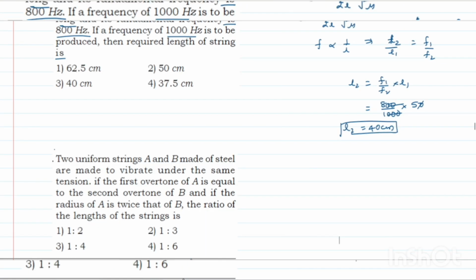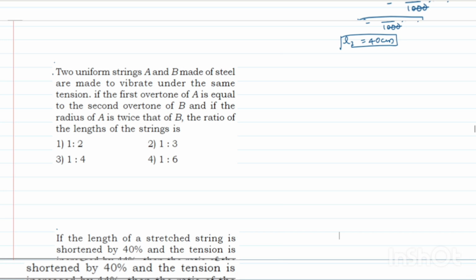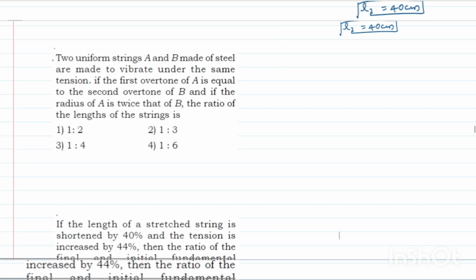Let us see the next question, students. Here two uniform strings A and B made of steel are made to vibrate under the same tension. If the first overtone of A is equal to the second overtone of B, and if the radius of A is given as twice that of B, then the ratio of the lengths they are asking.